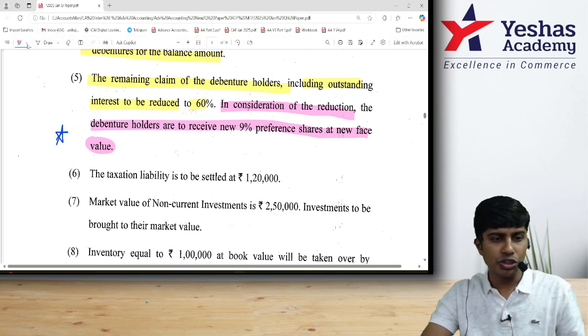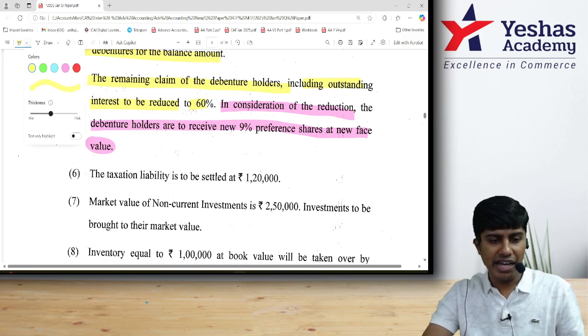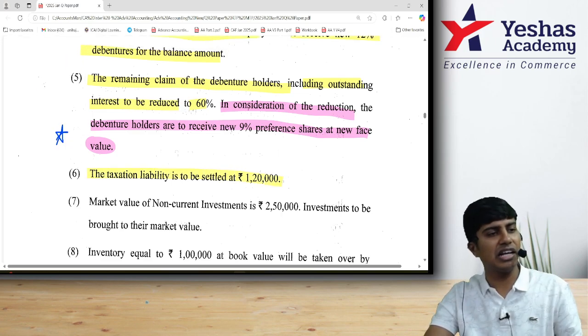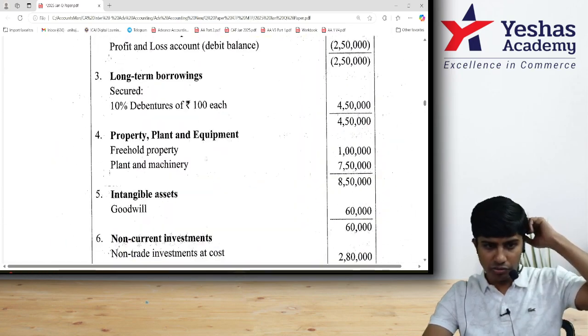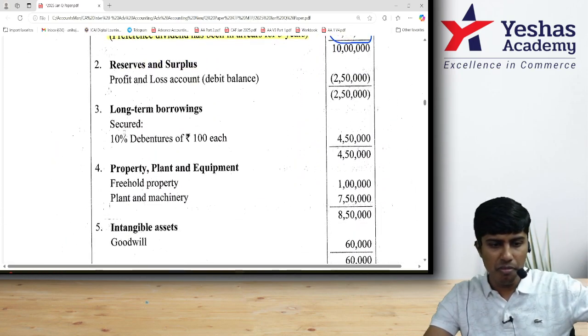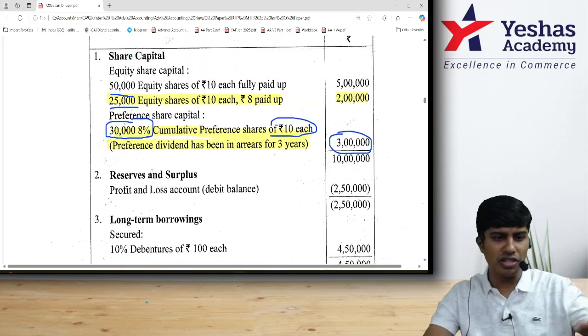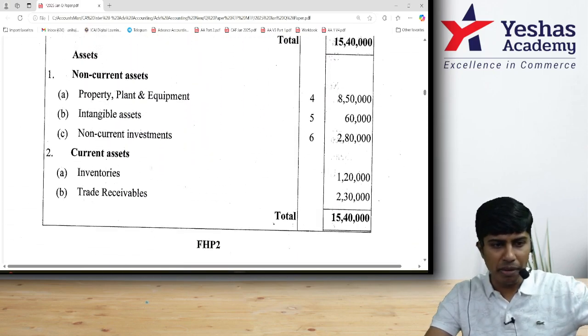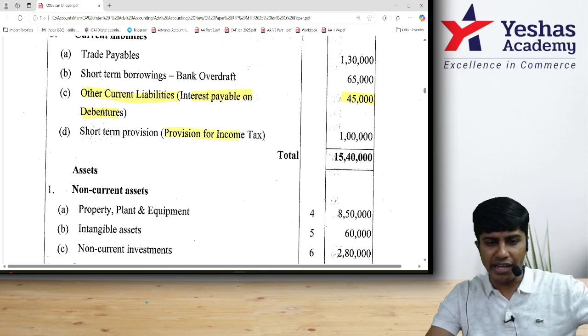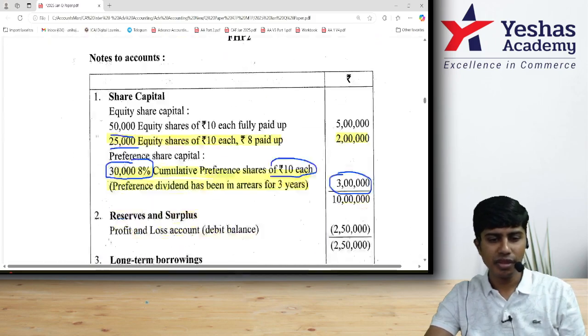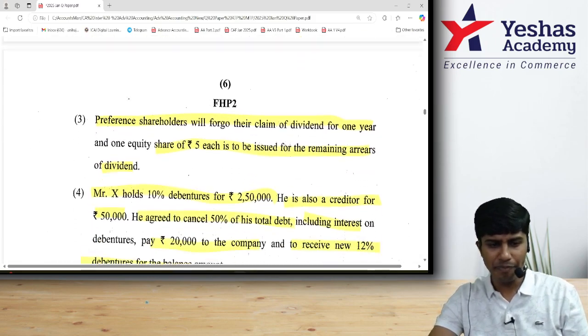Let's see. Question number 6. Taxation liability is to be settled at 1,20,000. Come to the balance sheet. How much is the taxation liability? It's not there in notes to accounts. See the balance sheet only. Provision for tax is 1 lakh. The 1 lakh rupees liability is now settled at 1,20,000.